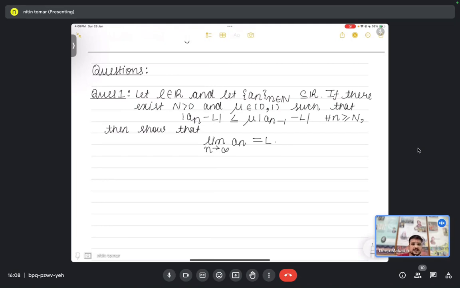What does it say basically? What is |a_n - L|, and what is the entity on the left hand side of the inequality? This is the distance of L from a_n, right? And this is the distance of L from the previous term in the sequence. Now, what does it say? Each term has smaller distance than the previous one. Am I correct?